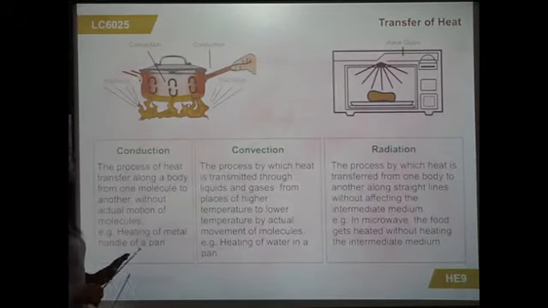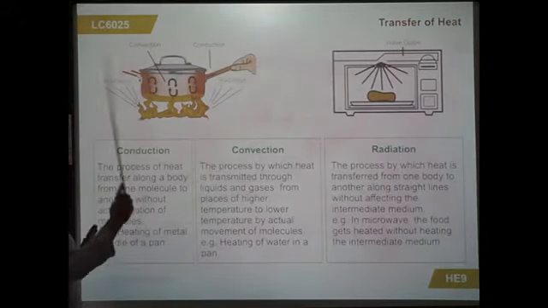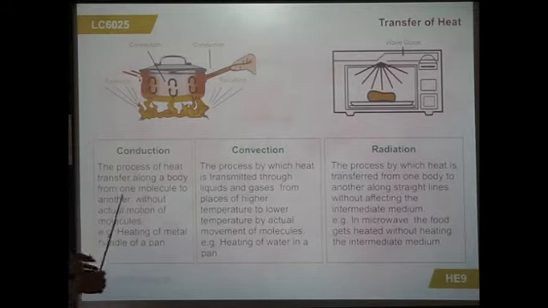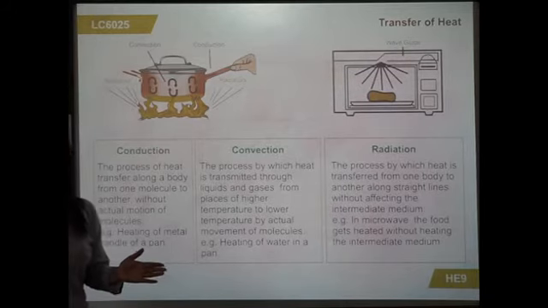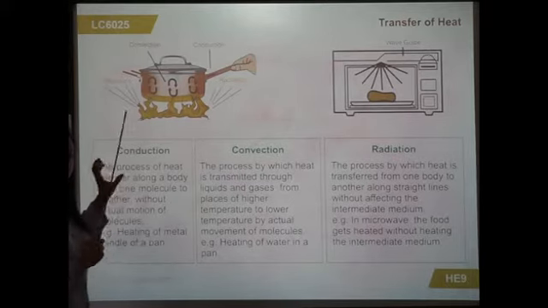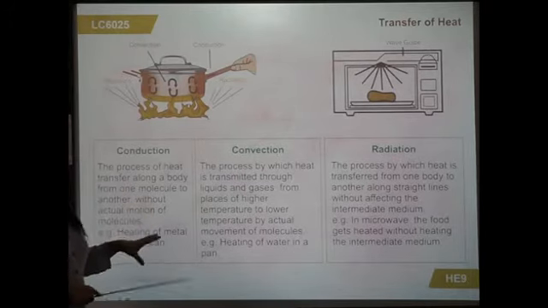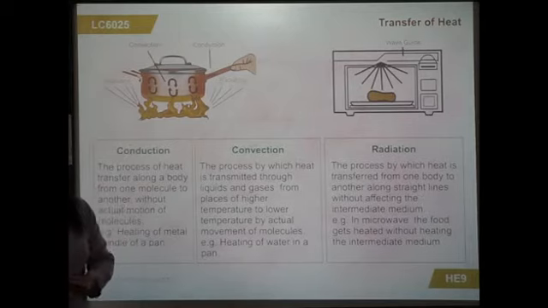Okay, now the difference between conduction, convection and radiation. Conduction is the process of heat transfer along a body from one molecule to another without actual motion of molecules. As I told you already, the particles do not actually move. They simply vibrate in their own place. They don't move from one place to another. They only vibrate. That is your conduction.